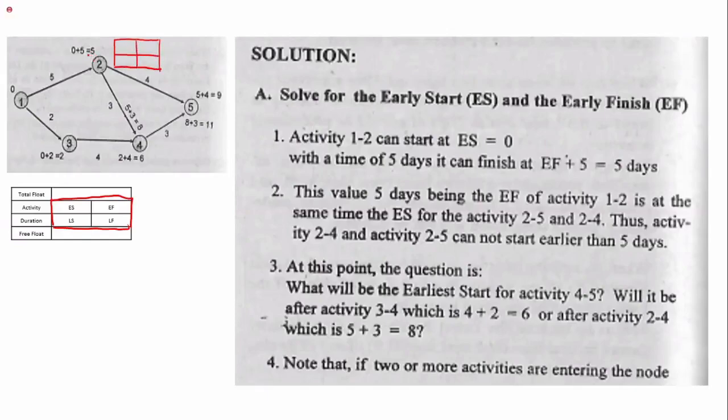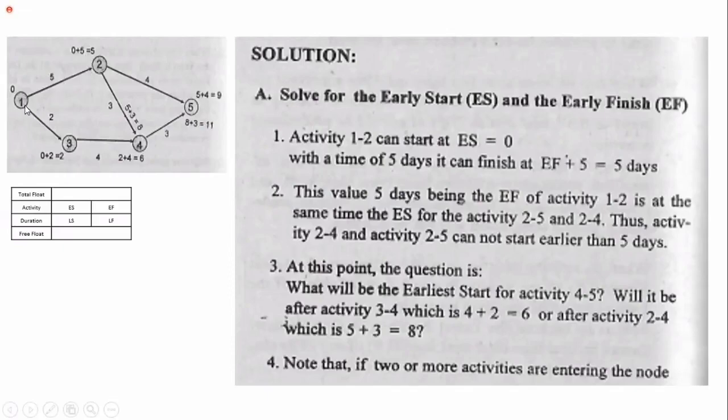So for this node 2, early start is 5, and early finish is 9. It may get confusing, so let's just use what is provided in the book. Activity 1 to 2 starts at 0 with a time of 5 days, so you can finish.